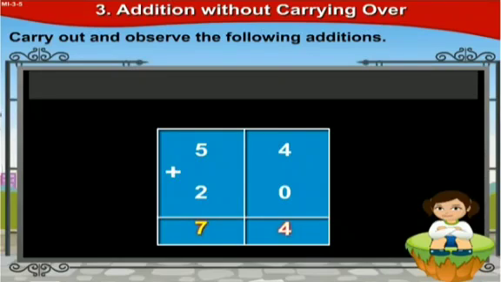Now the next sum. 20 plus 54. If you notice the units column, 0 plus 4 is 4. 2 plus 5 is 7. So the answer is 74 again.